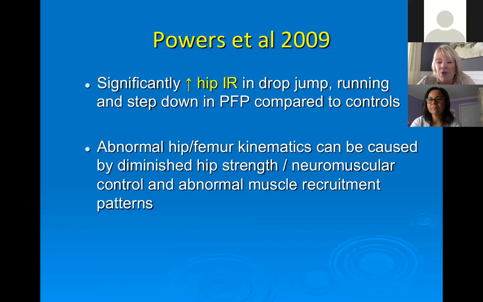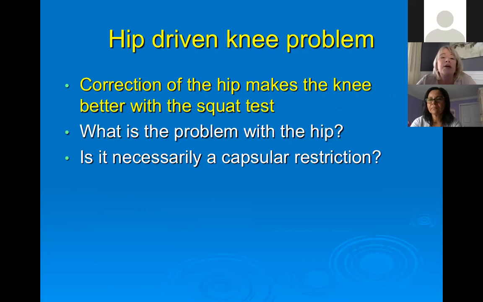So the abnormal hip femur kinematics can be caused by diminished hip strength. Yep, that could certainly be a weak glute med, but it could be a neuromuscular control problem or abnormal muscle recruitment patterns. But I would add in this case that these muscles can often be inhibited because of a tight fascia. Okay, obviously they weren't talking about it back then with Powers. So in a hip-driven knee problem, when you correct the hip, it makes the knee better with the squat test.